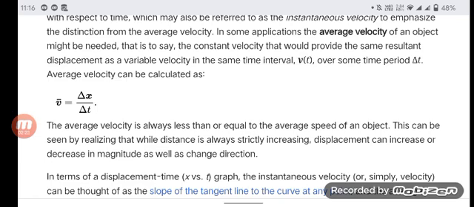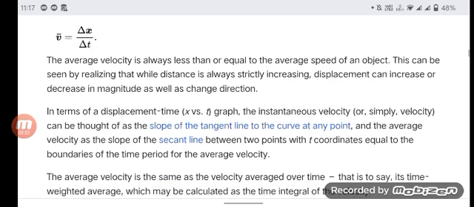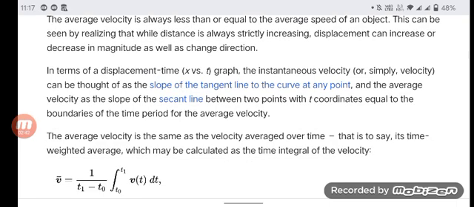Average velocity can be calculated as displacement divided by time. The average velocity is always less than or equal to the average speed of an object. This can be seen by realizing that while distance is always strictly increasing, displacement can increase or decrease in magnitude as well as change direction.